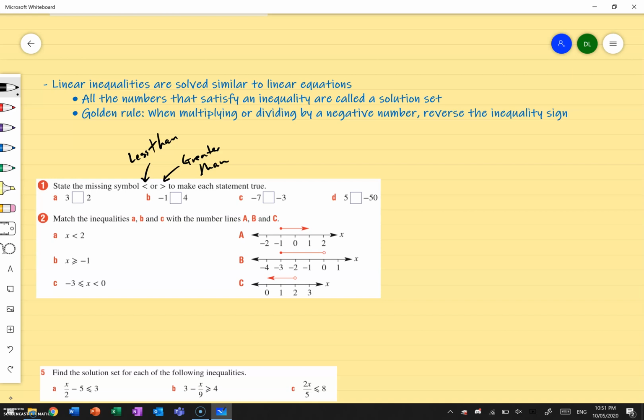Okay, so 3 is greater than 2, so I'm going to draw that. -1 is less than 4, so let's draw that. -7 is less than -3. Now don't get fooled, just because there's a 7 there doesn't mean it's greater, right?